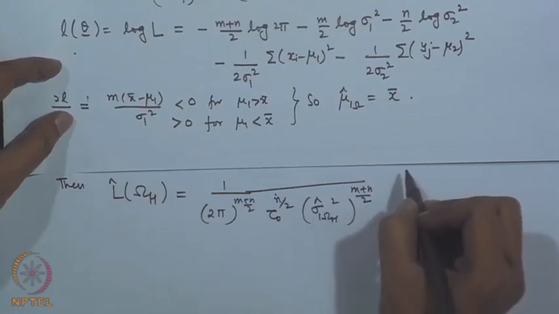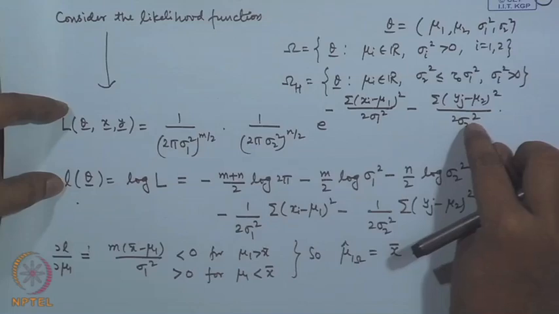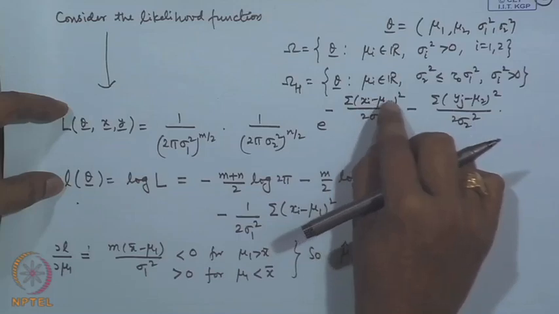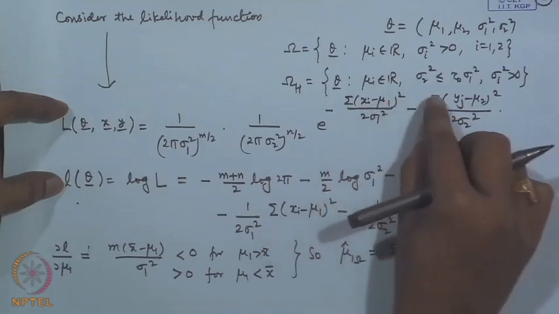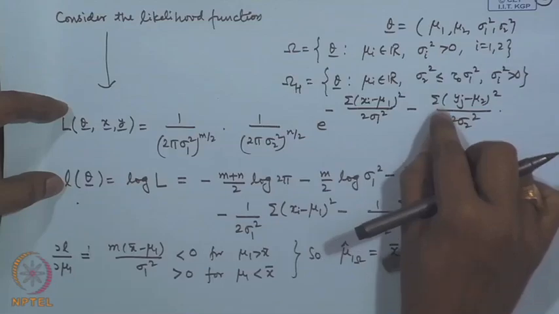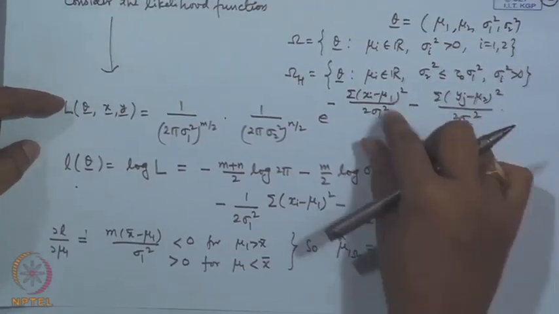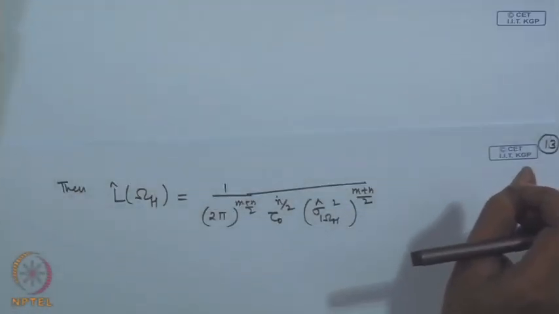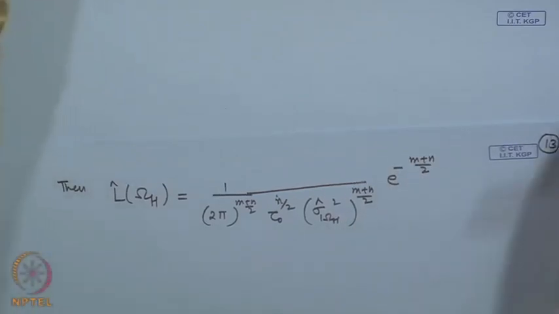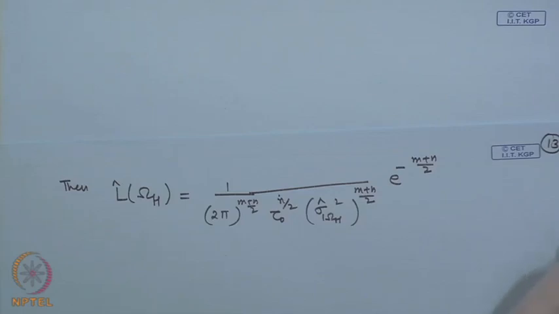And then in the exponent part, here also what is happening, sigma 2 square is sigma 1 square tau naught. So, this term I get outside, then I get sigma (x_i minus x bar) whole square plus 1 by tau naught, sigma (y_j minus y bar) whole square, and 1 by tau naught is coming. So, this term will get simply cancelled out, and I will get e to the power minus (m plus n) by 2. So, let us look at the expressions that we derived.